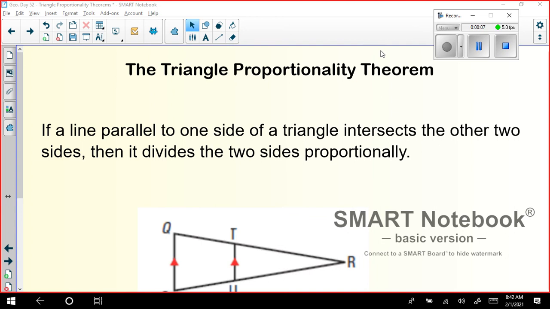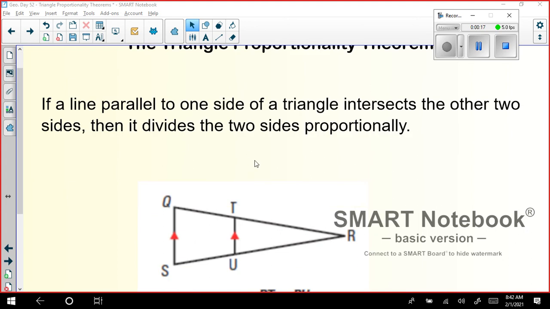Triangle proportionality theorem. If a line parallel to one side of a triangle intersects the other two sides, then it divides the two sides proportionally. Supposing I have a line parallel to one side of the triangle. So here I have a line QS which is parallel to TU in a triangle. Then this line divides the intersecting sides proportionally. It divides QR and SR such that RT over QT will be equal to RU over US.